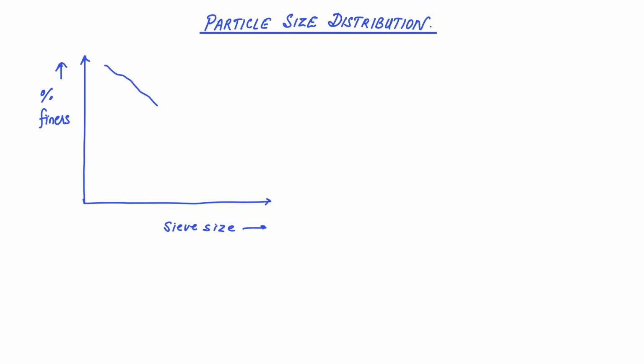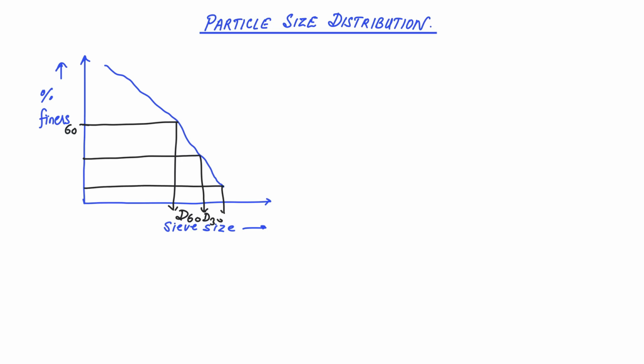The curve that we plotted was between percentage finer and the sieve size. On the x-axis we plot the sieve size, and on the y-axis we plot percentage finer. Let us suppose that this is the graph that you have observed. On the basis of this graph, you read the value corresponding to 60% finer as D60, for 30% finer as D30, and for 10% finer the value as D10.